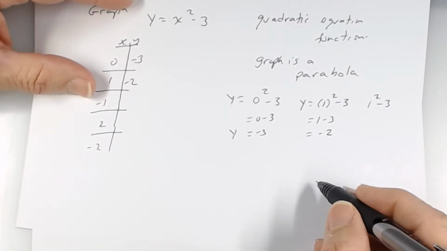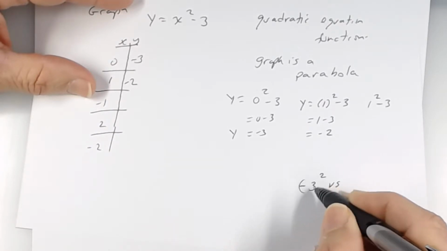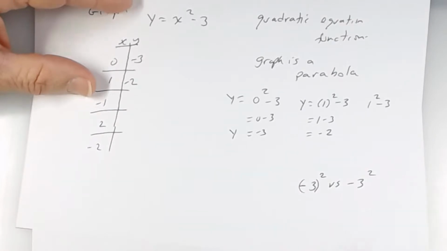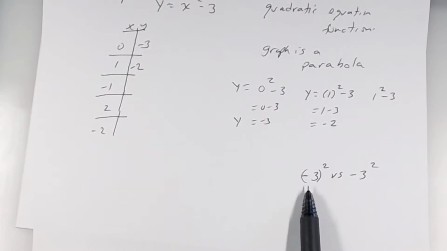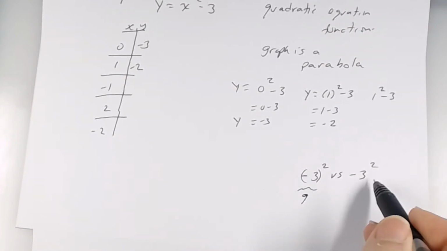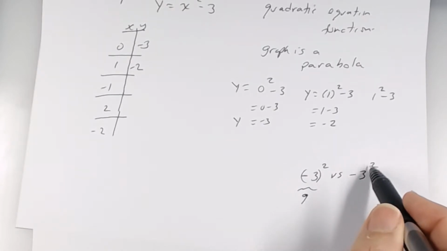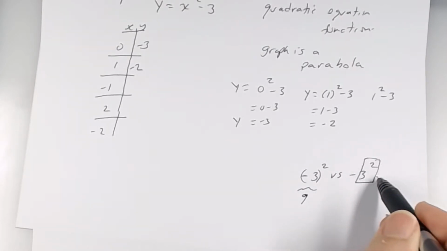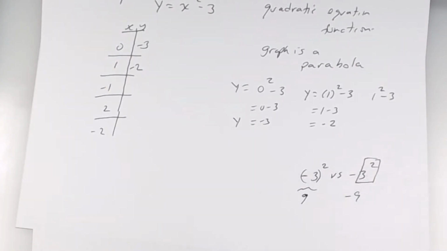But remember, there is a difference between -3 in parentheses squared versus this. There's a difference between those two. In this one here that I'm pointing to, what's being squared? -3, the base. So that means -3 times itself, which is 9, +9. Over here, what's being squared? 3 only. So this is what you do first. So what's 3 squared? 9, but it becomes a -9. All right, so there's a difference between the two.